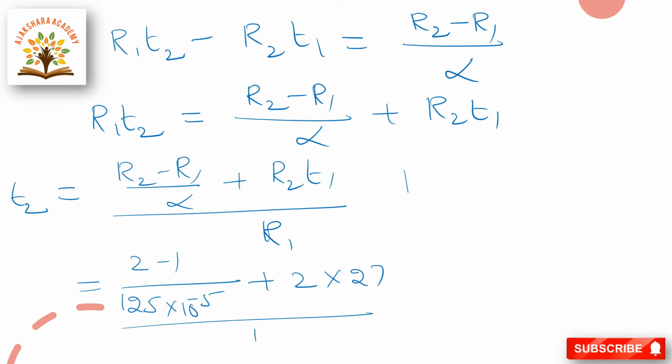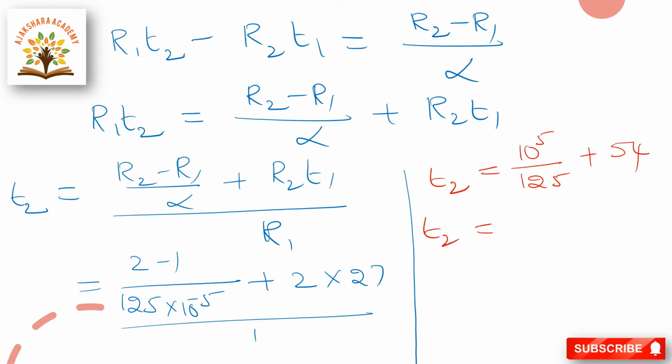Now T2 is equal to 2 minus 1, which is 1. 10 to the power of minus 5 becomes 10 to the power of plus 5. 10 to the power of 5 by 125, plus 27 into 2, 54. So T2 is equal to 10 to the power of 5 by 125, which is 800, plus 54. So T2 is equal to 854 degree centigrade.